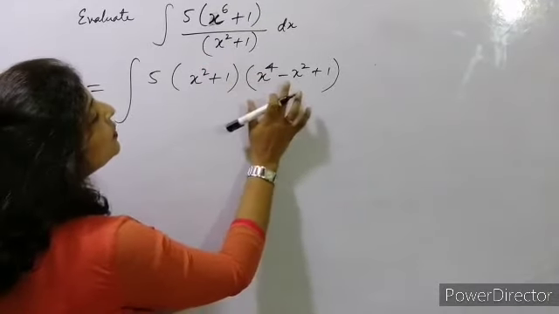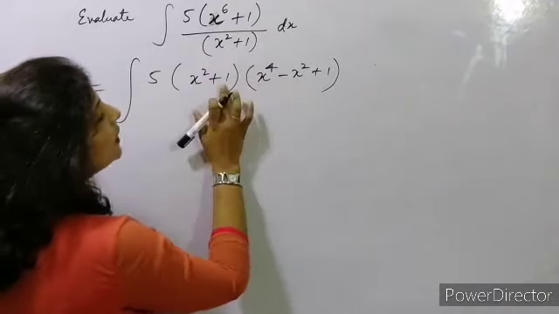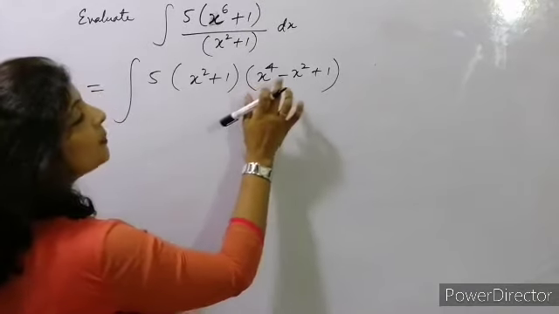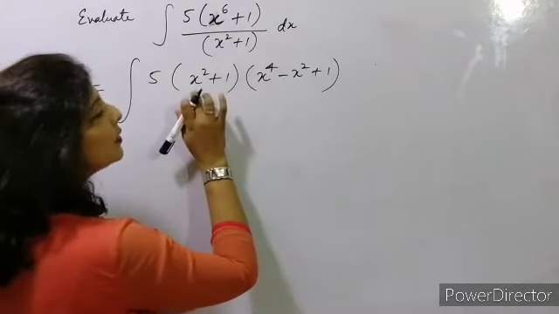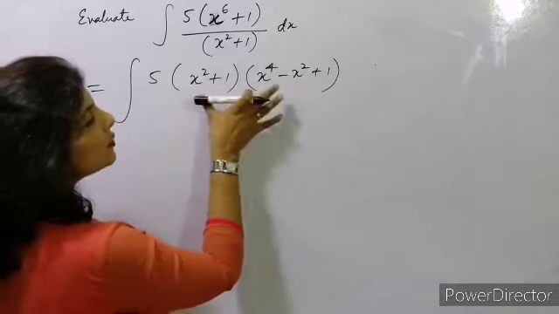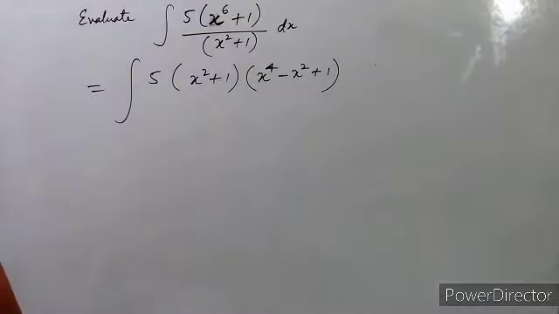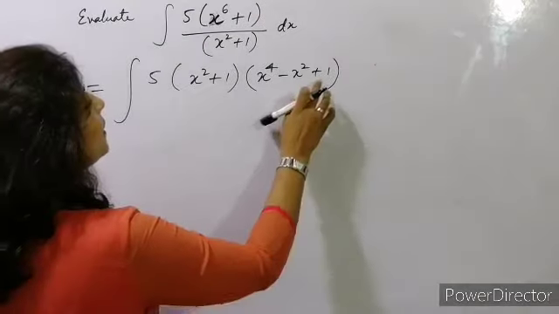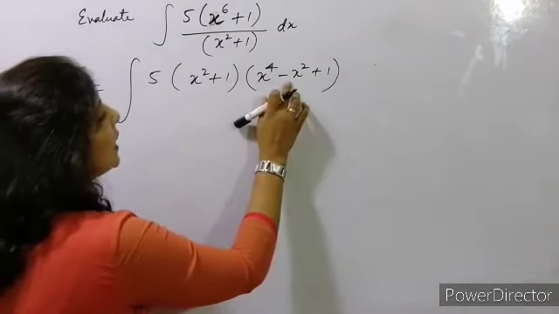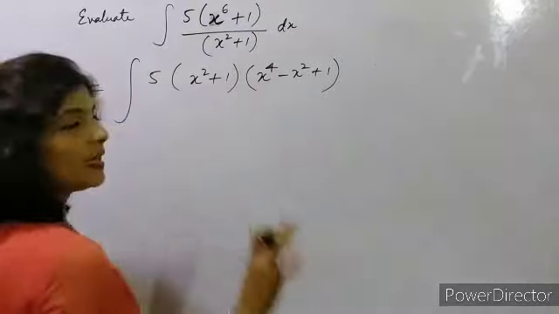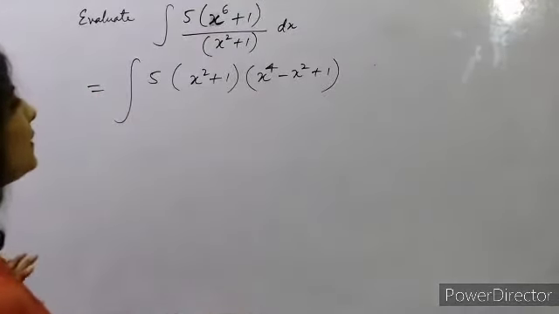Now x² into minus x square, that will be minus x to the power 4, and x² into x to the power 4... so plus minus cancel हो जाएगा. Now similarly from this one when we multiply this x square and minus x square से 1 को multiply करेंगे, again वो भी cancel हो जाएगा. So what value will we get finally?